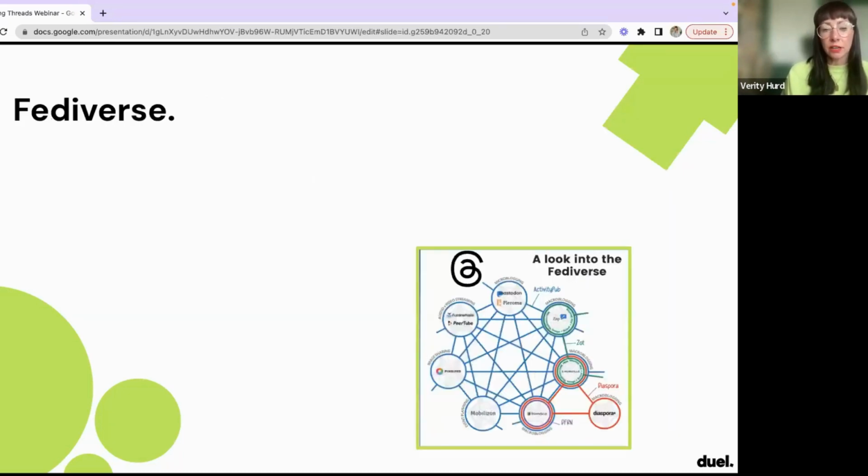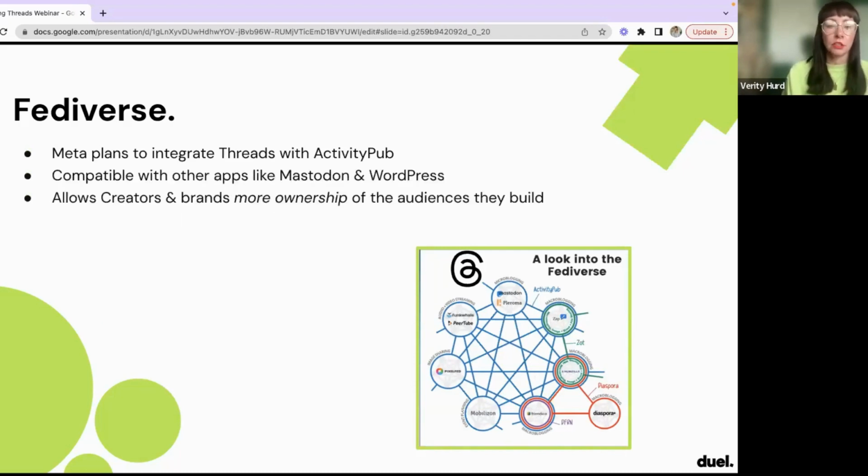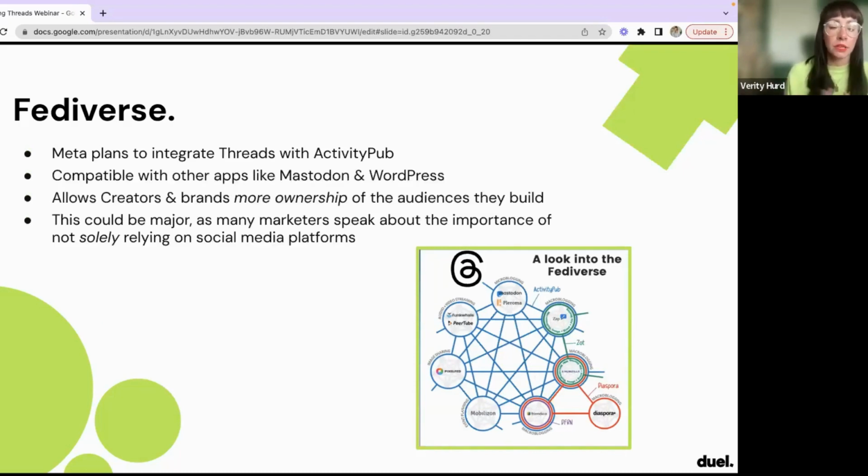And the Fediverse. We could probably spend a whole other session talking about this. I'd love to know if anyone's looked into this or delved into it. But Threads is basically laying the groundwork to become part of the Fediverse. Fediverse is two words combined, federal and universe.